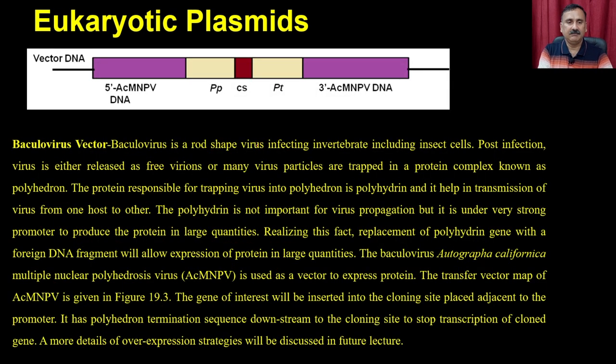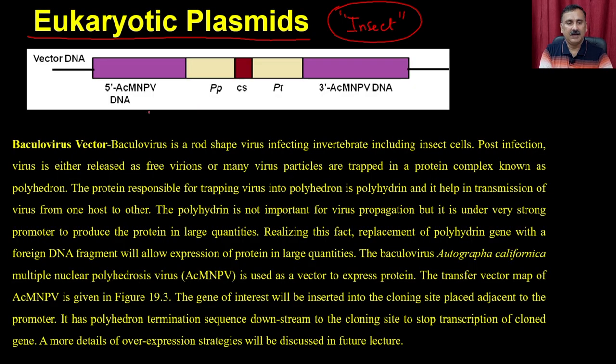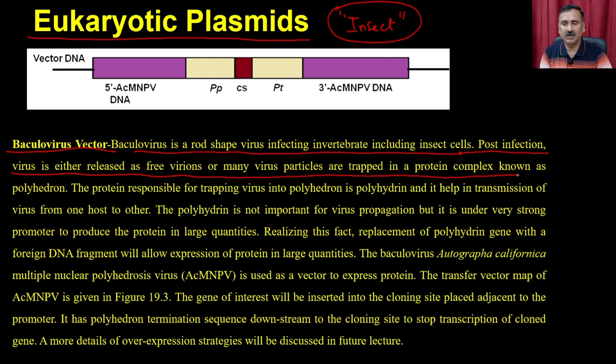And then we have another eukaryotic vector which you can use in the insect cell line. These are the vectors for expressing proteins in insect cell lines, the baculo vectors, right? Baculovirus is a rod-shaped virus infecting invertebrates, including insect cells. Post-infection, the virus is either released as a free virion, or many virus particles are trapped in a protein complex known as polyhedron.